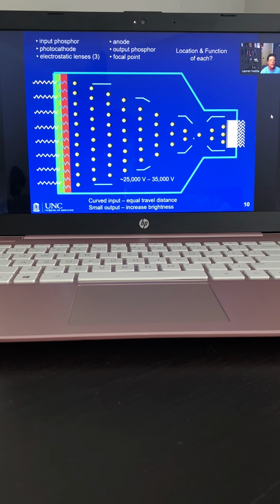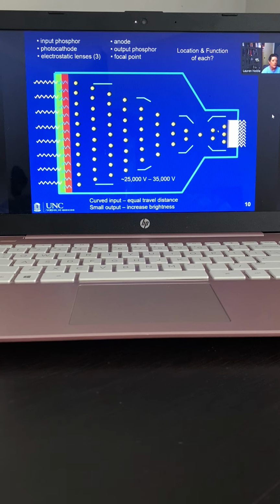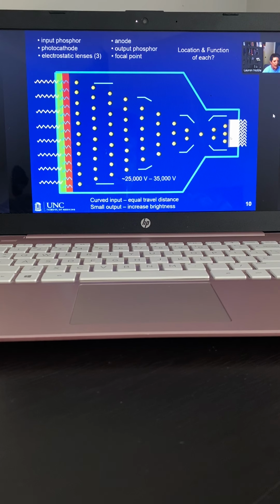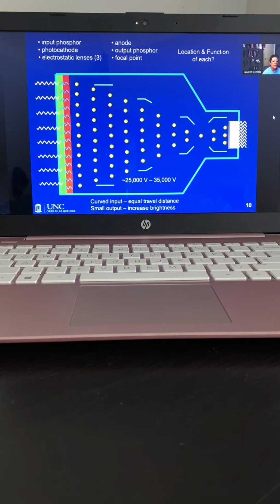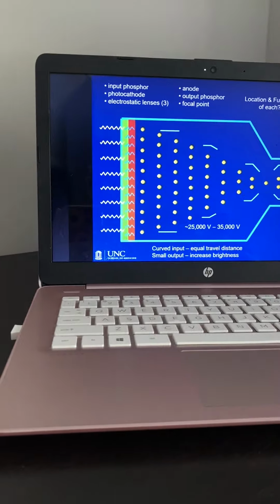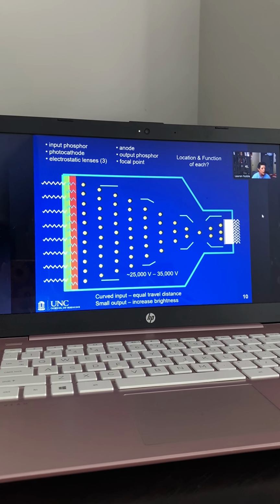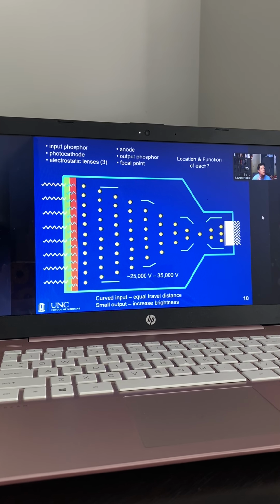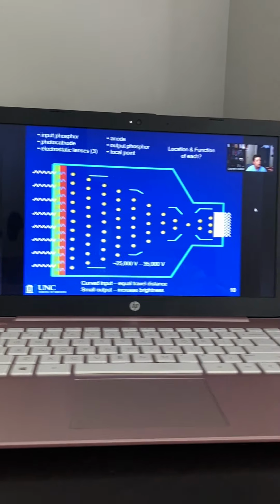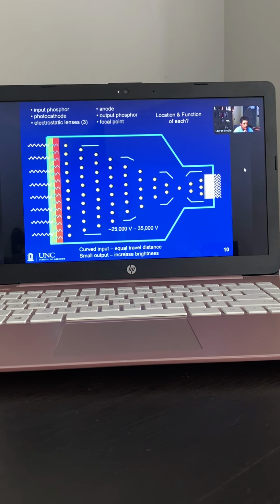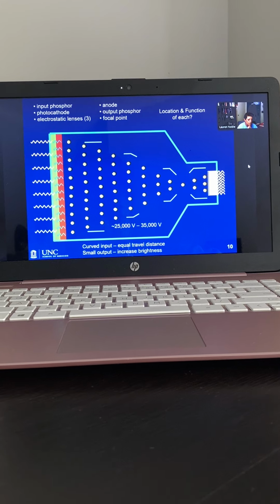This high voltage allows these electrons to have a lot of kinetic energy. So they have a lot of energy to impart and interact with the metals in this output phosphor, and that ends up yielding a large number of light photons. And that's our image. But it's going to be intensified in terms of brightness. That's what the image intensifier does, it brightens the image.